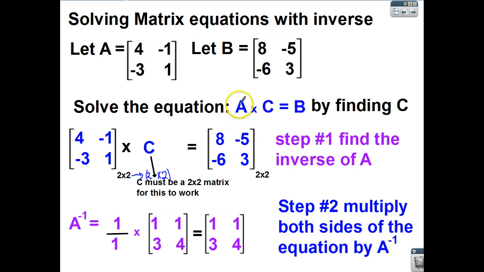So up here we're going to put A to the negative 1 in front on the left side here, and we're going to put A to the negative 1 in front of this B. And if you think about it, a matrix times its inverse is going to give us the identity matrix. So we'll see how that works out in a second.